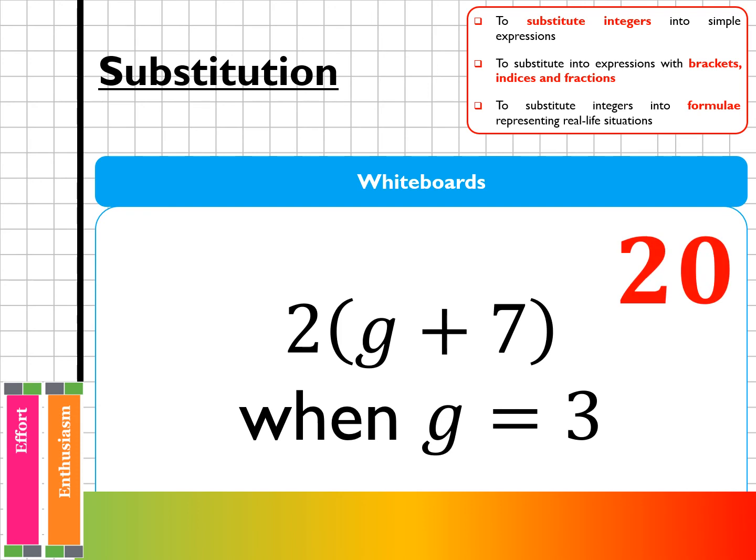With this question, I again have two steps. I first need to do the brackets, so I'd have 3 plus 7, which is 10. I then need to do 2 times 10, which is 20.